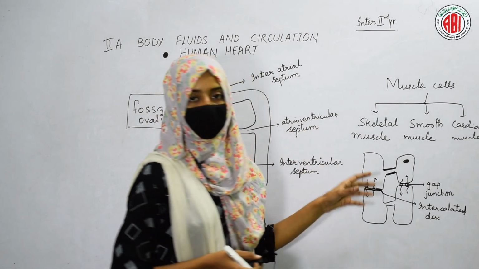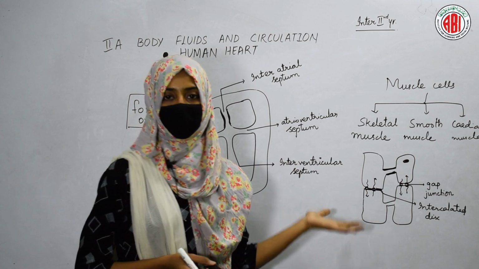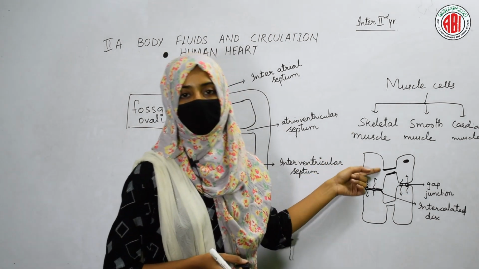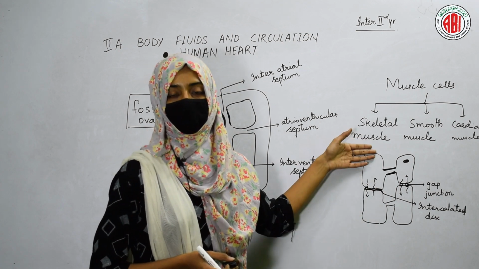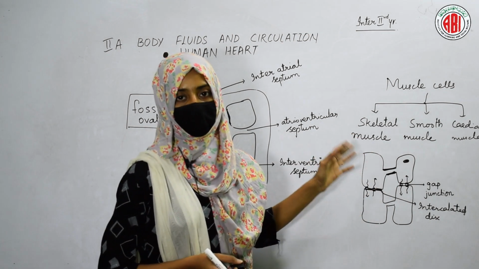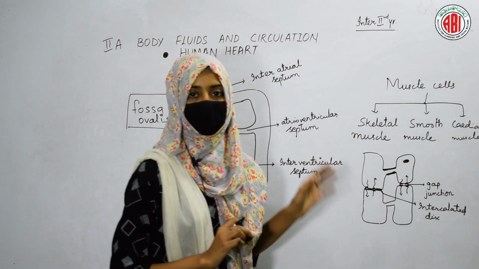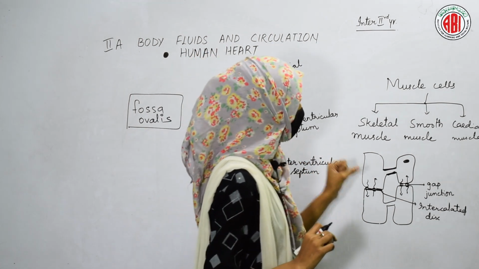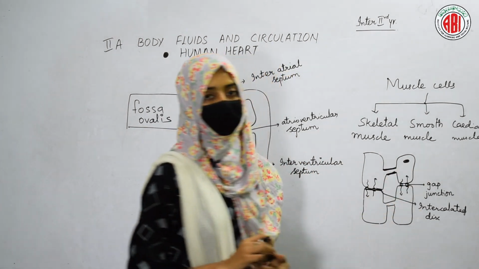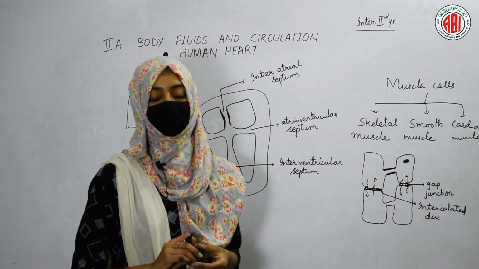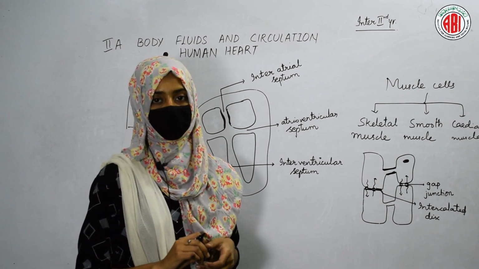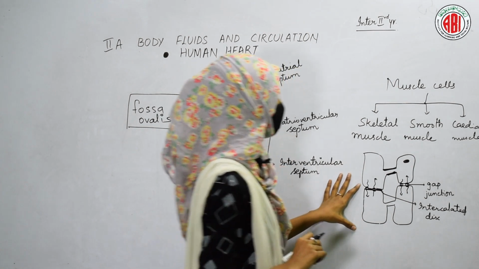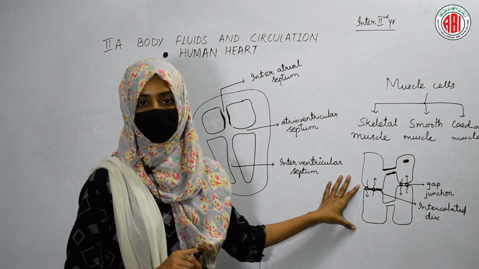This is how the gap junction and the intercalated disc are present in between two cardiac muscle cells, so that the cytoplasm or any other contents present in one cell can easily be transported into the other one, and from the other into the first one. The exchange of material can be done in an easy manner due to the presence of gap junction and intercalated disc between two cardiac muscles. So our heart is made up of cardiac muscle cells, and this is about the structure of the cardiac muscle cells.